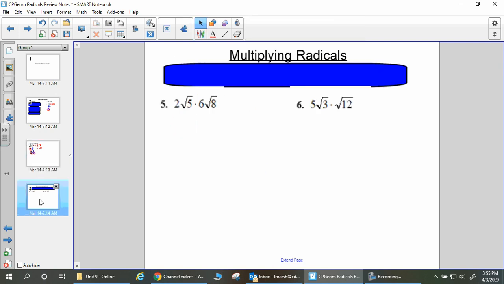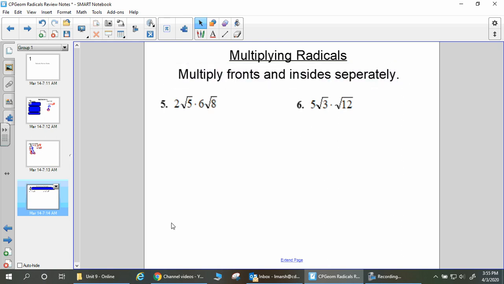The other item is what happens if I want to multiply things with square roots. Basically, you want to multiply the fronts and multiply the insides separately. So in number 5 here, if I multiply what I have out front, I have 2 times 6, that's 12. Inside my square roots, I have 5 times 8. 5 times 8 is 40.